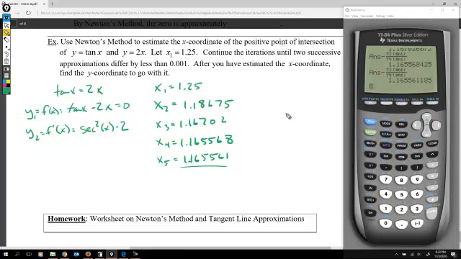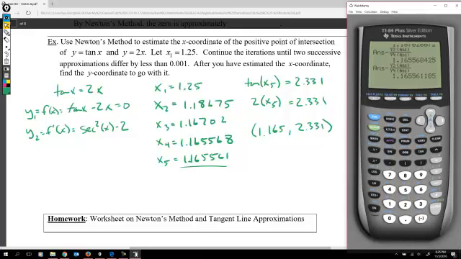Now it asked me to find the y value, so if I plug my x5 into tangent, I should get 2.331, and it should be the same as if I plug it into 2x. If I plug x sub 5 into 2x, I would get the exact same thing because that's where they intersect. So my final coordinate is 1.165 and then 2.331. If you check this in your calculator and find the intersection on your graph, you would find that we got the same thing.